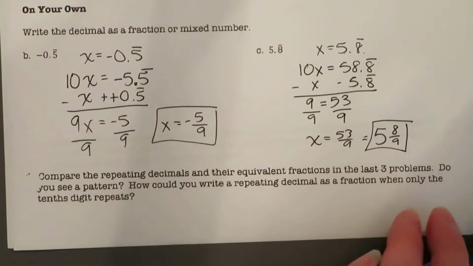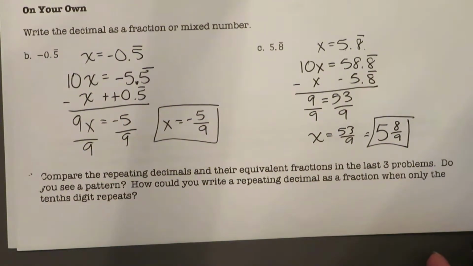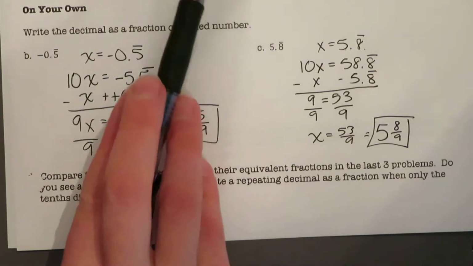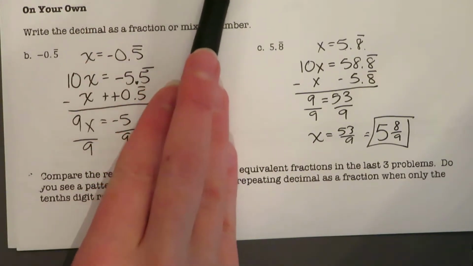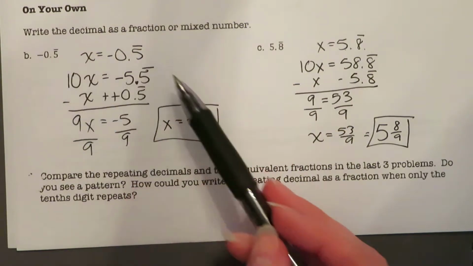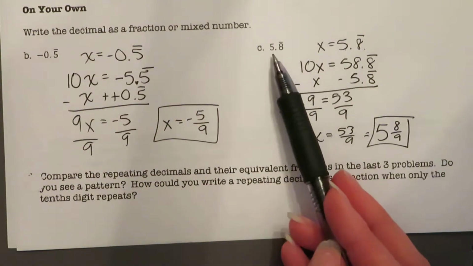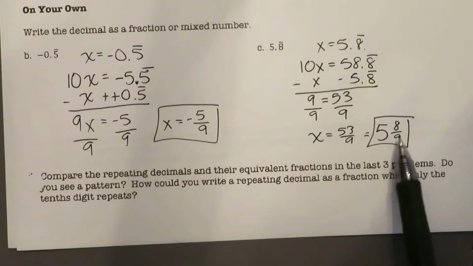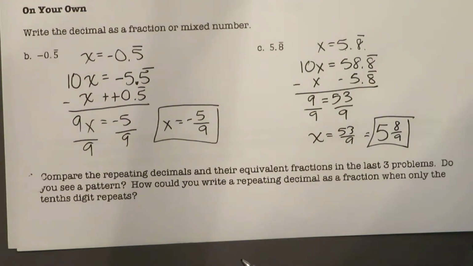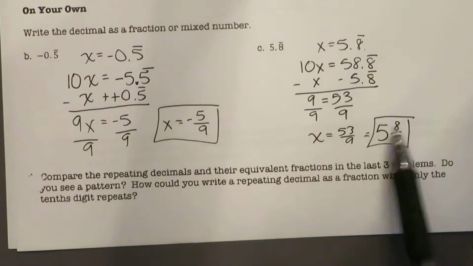So we're going to compare the repeating decimals and their equivalent fractions in the last 3 problems. So we had 0.4 repeating, that was 4/9. We had -0.5 repeating, that was -5/9. We had 5.8 repeating, that was 5 and 8/9. Do you see a pattern? Well, they're all being divided by 9.